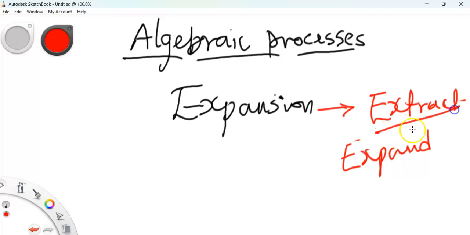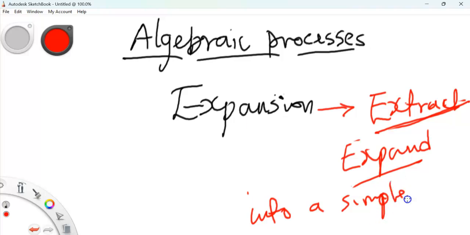Okay, you want to expand or extract a given expression into a simple multiplied format. Okay, so that is expansion for you.